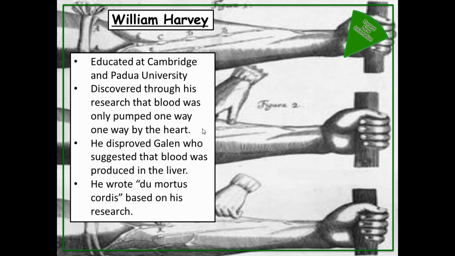So it's pumped through the heart and it moves one way through the veins, so that the heart can pump oxygenated blood to the limbs and carry back deoxygenated blood. On his research, he wrote a book called De Motu Cordis, where he shared his ideas. As with most of these men, some people challenged his ideas initially.